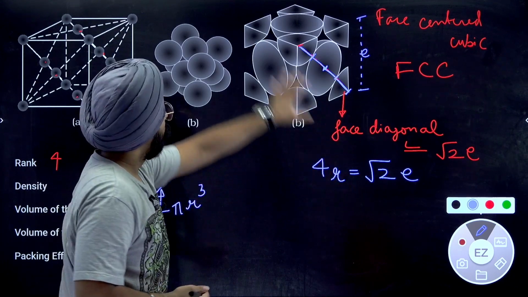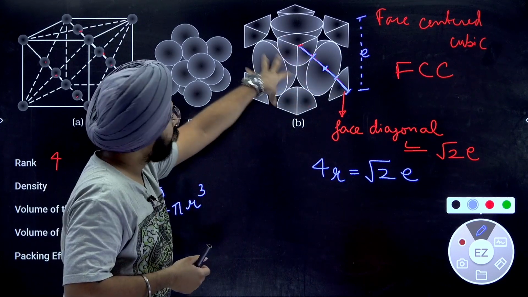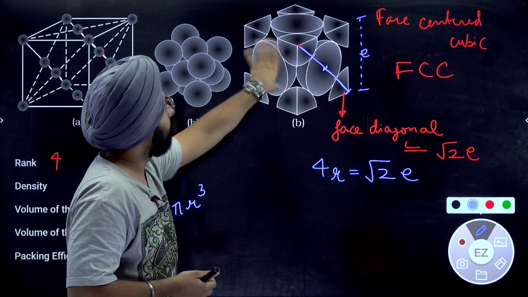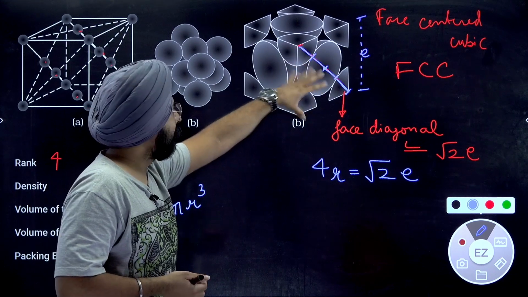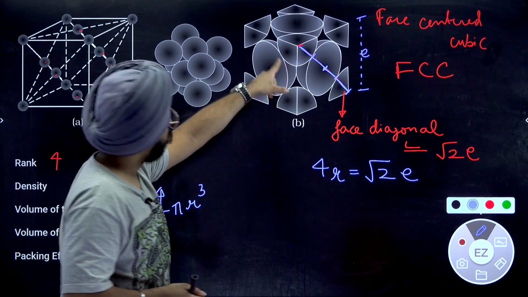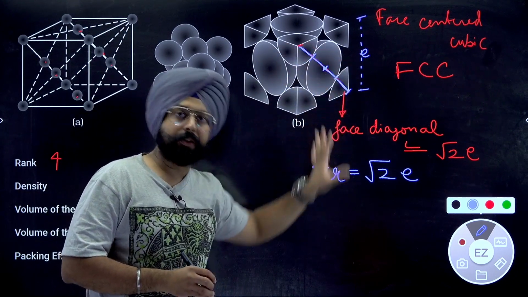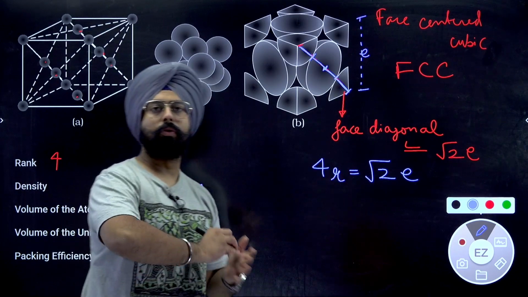Nothing complicated. All of these atoms are basically of the same kind. We've just cut them for the illustration. All the atoms are the same basically. So on one face diagonal, I can see that 1, 2, 3, 4 of the radii exist. Therefore, 4R is equal to root 2E.